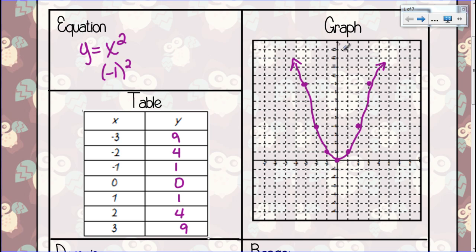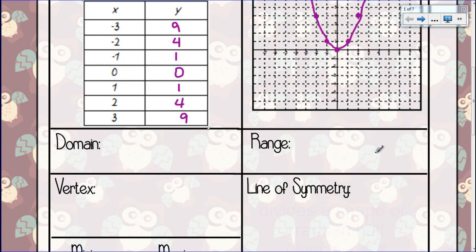And then the line of symmetry, if you'll notice, the y-axis here, whose equation is x equals 0, cuts that in half. Everything to the left of the y-axis looks exactly like everything on the right of the y-axis. So let's talk about the domain and the range of this graph. So go back to things that we learned before.